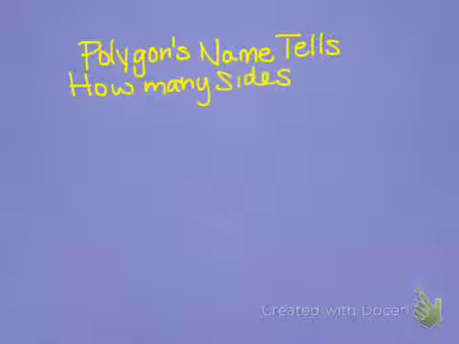A polygon's name tells how many sides it has. A triangle has 3, a quadrilateral has 4, a pentagon has 5, a hexagon has 6, a heptagon 7, an octagon 8, a nonagon 9, a decagon 10, an undecagon 11, and a dodecagon 12. If you don't know how many sides it has, or if it's a large number of sides, we call it an n-gon. So if it has 143 sides, it's a 143-gon.